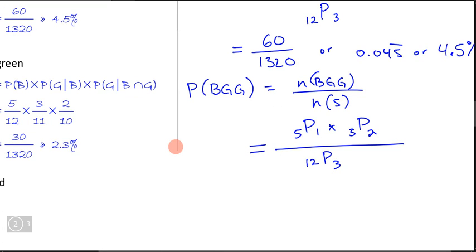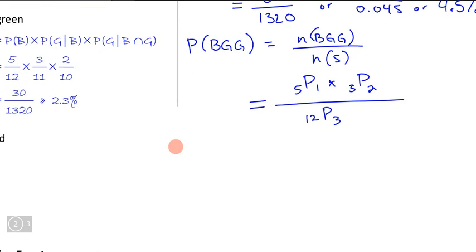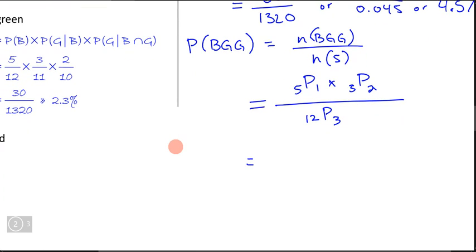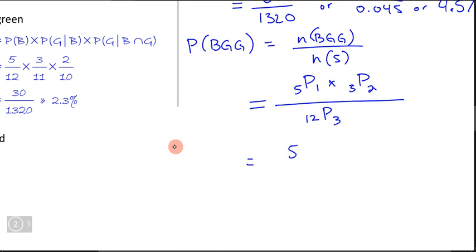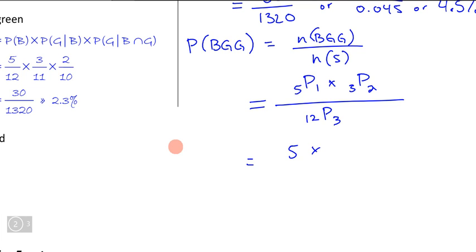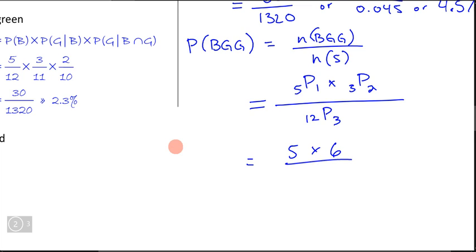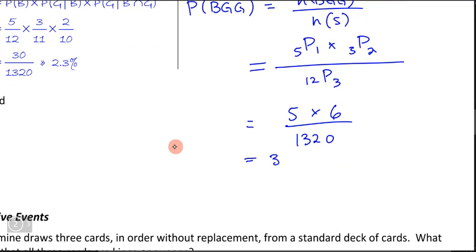Do I have my calculator here? Let me see if I can do the individual ones. So 5P1 is 5, times 3P2, which is 6, divided by 12P3, which is 1320. So that's equal to 30 over 1320, or 2.27%.